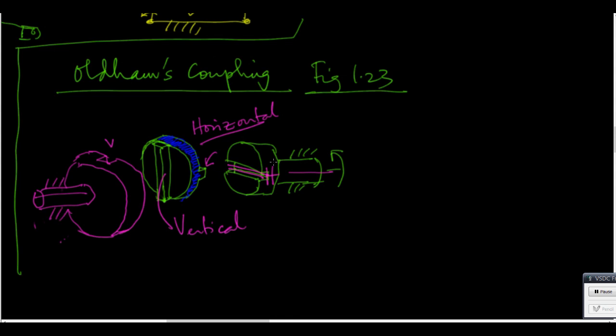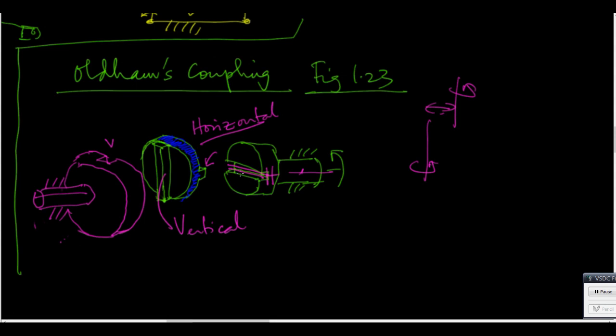Okay. However, they are not coincidental. So it is like here is one shaft, here is one shaft. This one is rotating, this one is rotating. How do you transmit rotation from shaft to shaft? By allowing an arbitrary amount of offset. That is what this mechanism does.